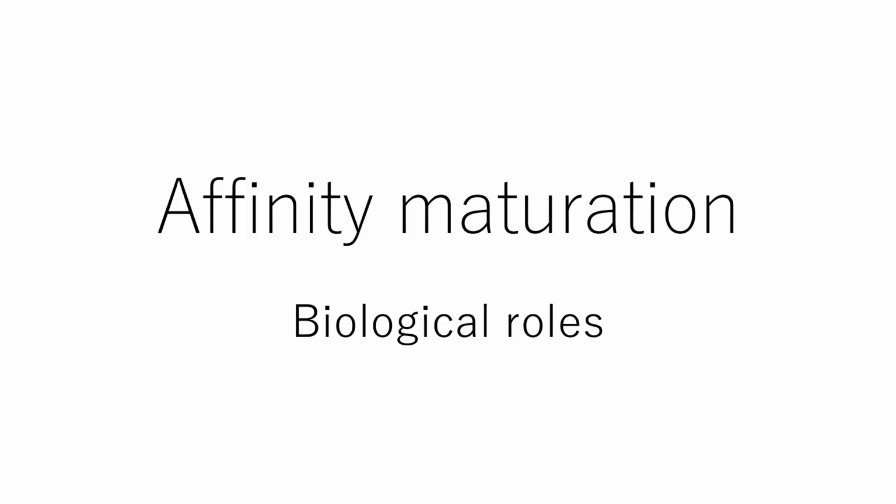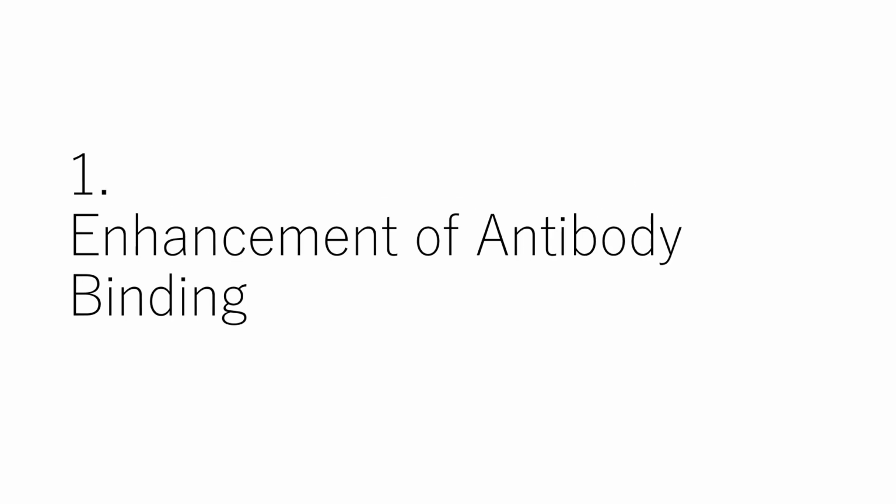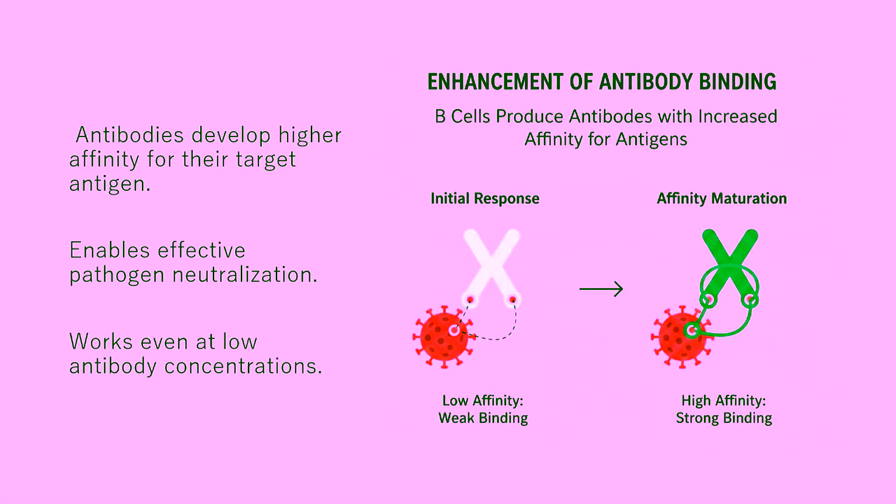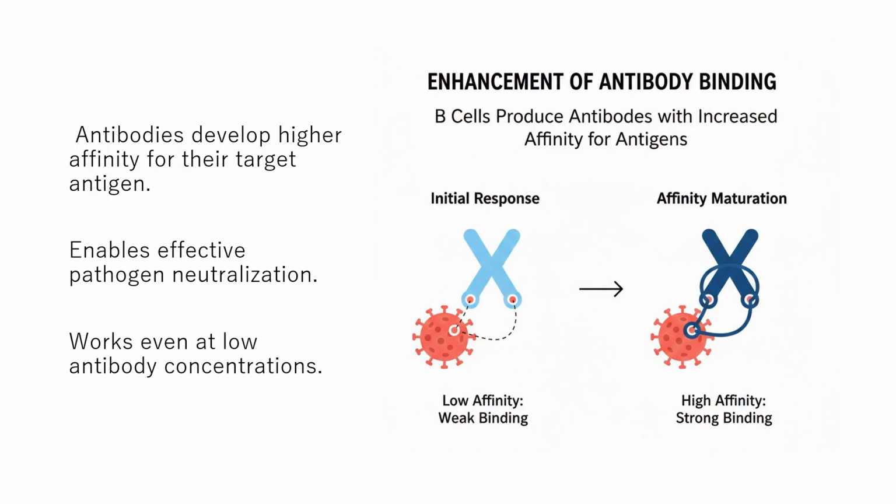Next, I will explain the biological role of affinity maturation. There are two main roles. First, I will explain enhancement of antibody binding. It ensures that the antibodies produced by B cells develop a higher affinity for the target antigen. This improvement allows the immune system to capture and neutralize pathogens effectively, even with lower concentrations of antibodies.